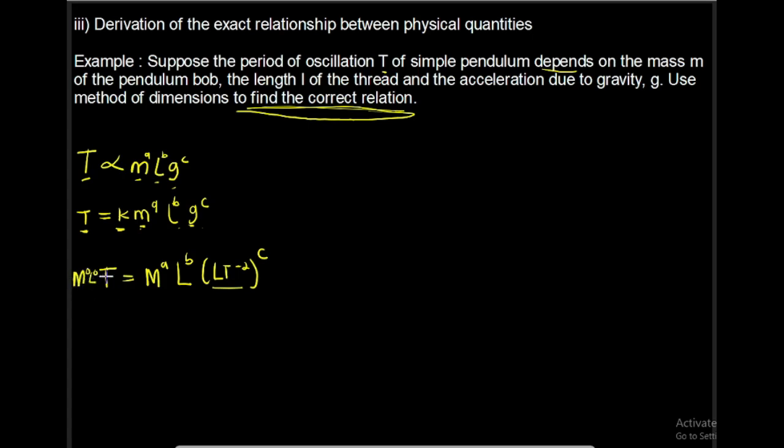So we have 1 times T, which is still T. So you did not alter this. It's still the same thing. So now we can equate dimension on the left hand side with dimension on the right hand side. But before we do that, we need to simplify this equation.